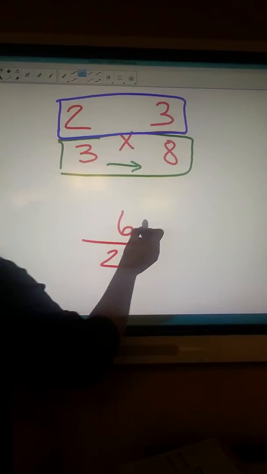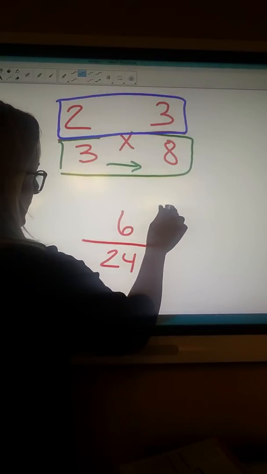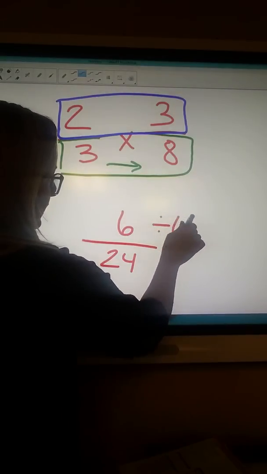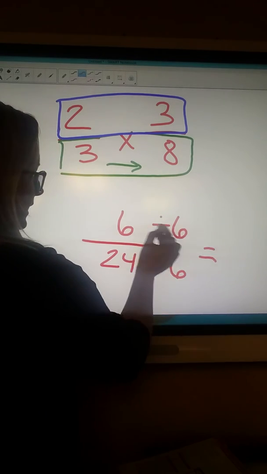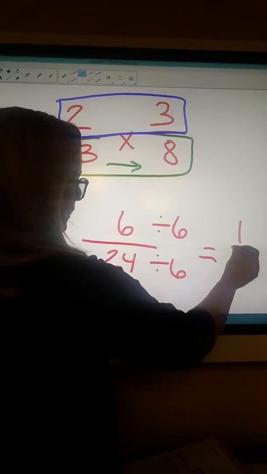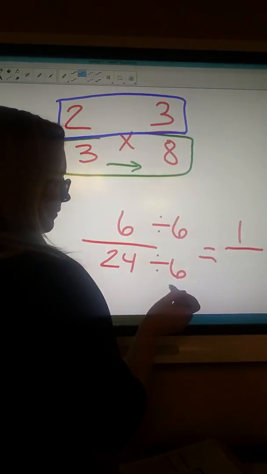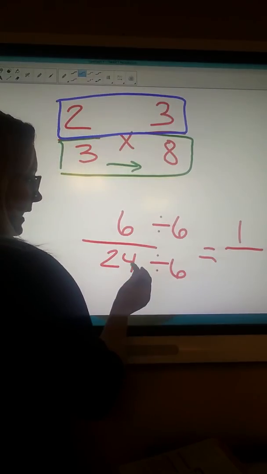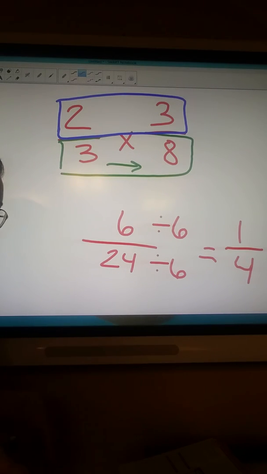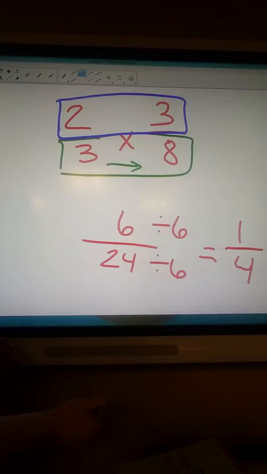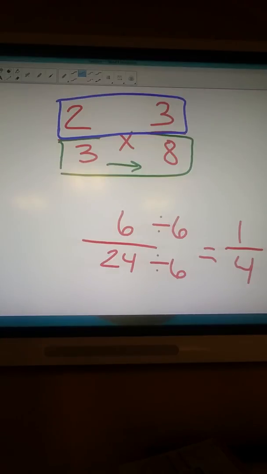So if I were to reduce these, right, you have to divide. So reduce them down, right? I can get 1, because 6 divided by 6 is 1, and 24 divided by 6 is 4. So when you reduce it, the answer is 1/4. Same thing as 6 24ths, it's just reduced.